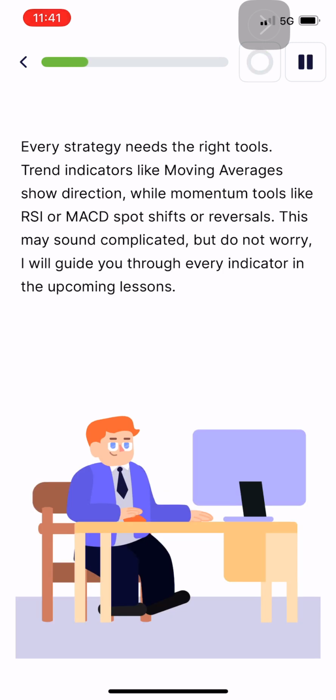Every strategy needs the right tools. Trend indicators like moving averages show direction, while momentum tools like RSI or MACD spot shifts or reversals. This may sound complicated, but do not worry. I will guide you through every indicator in the upcoming lessons.